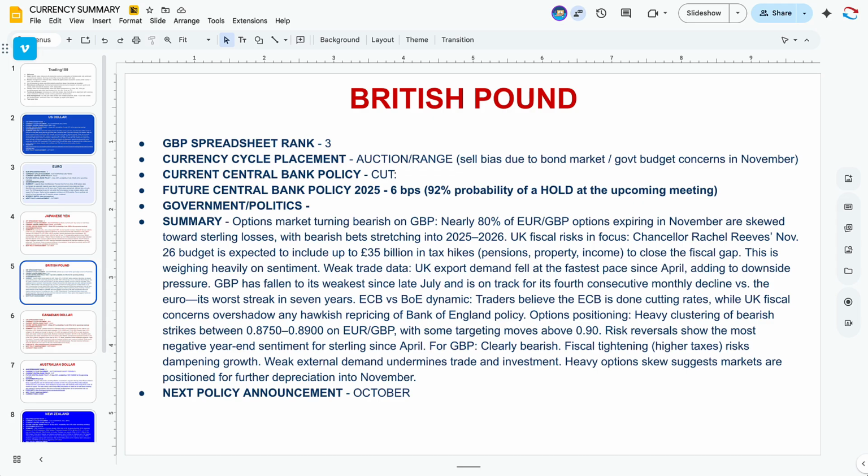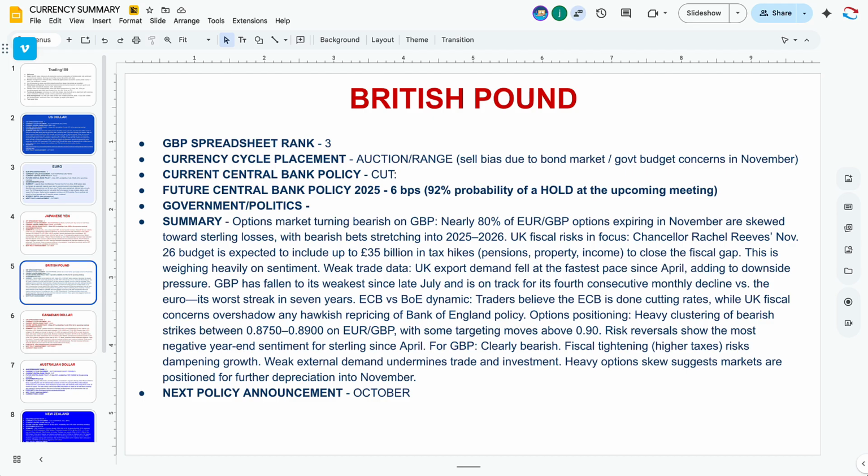Weak trade data: UK export demand fell at the fastest pace since April, adding to downside pressure. The pound has fallen to its weakest since late July and is on track for its 4th consecutive monthly decline versus the euro, its worst streak in 7 years. ECB versus the Bank of England dynamics: traders believe the ECB is done cutting rates, while the UK fiscal concerns overshadow any hawkish repricing of Bank of England policy.